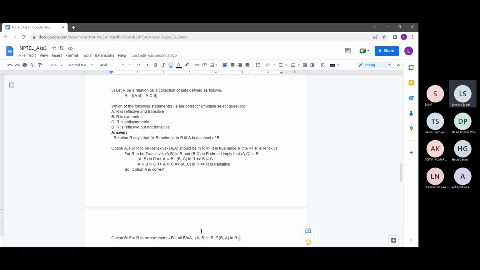Why have we taken this case B is not equal to A? Because suppose B equals A, in that case B can be replaced by A. So it just means (A, A) in R if and only if (A, A) in R. So that statement is trivially true. So we don't consider that statement, but we only consider all B which are not equal to A, right?